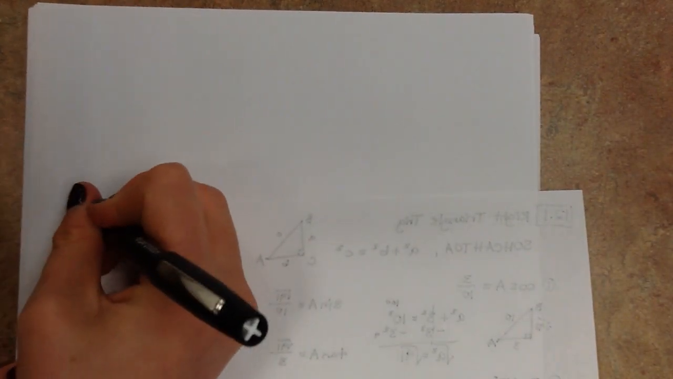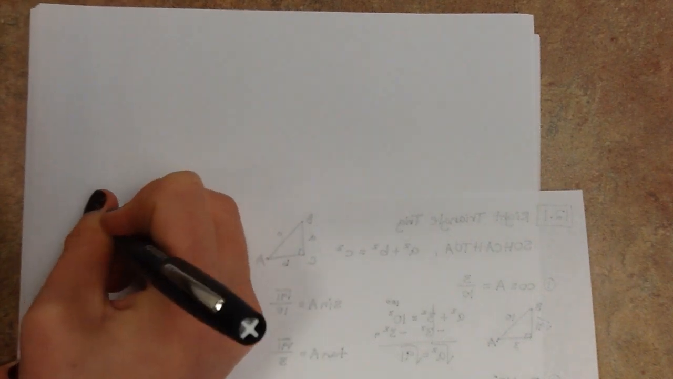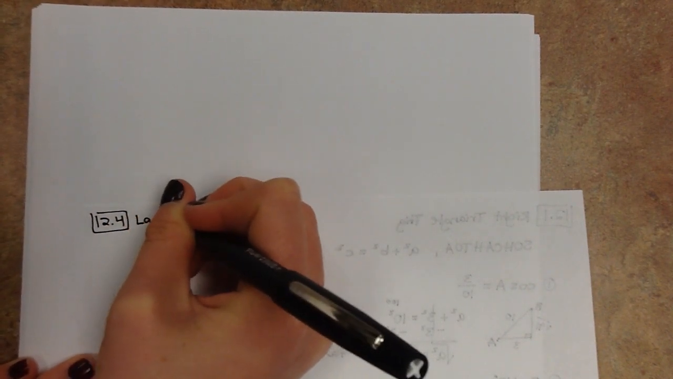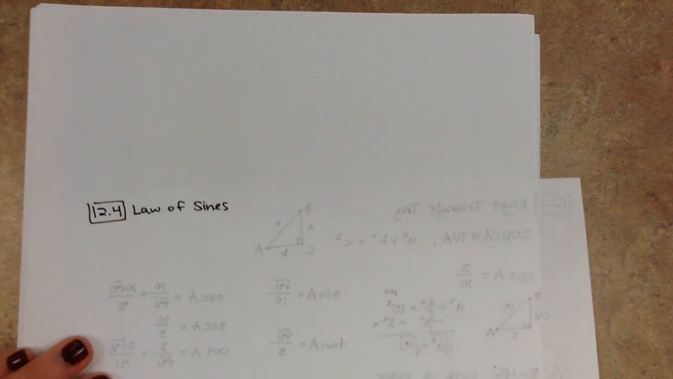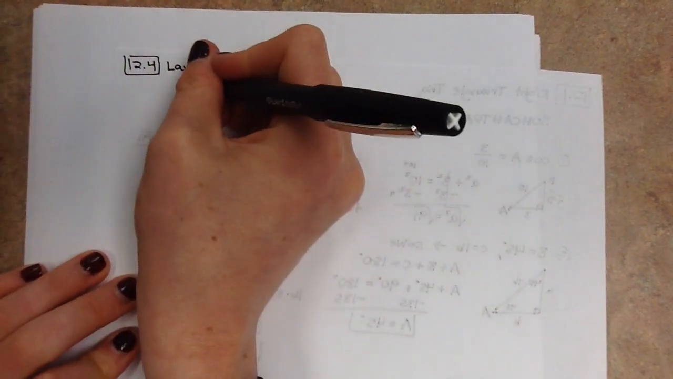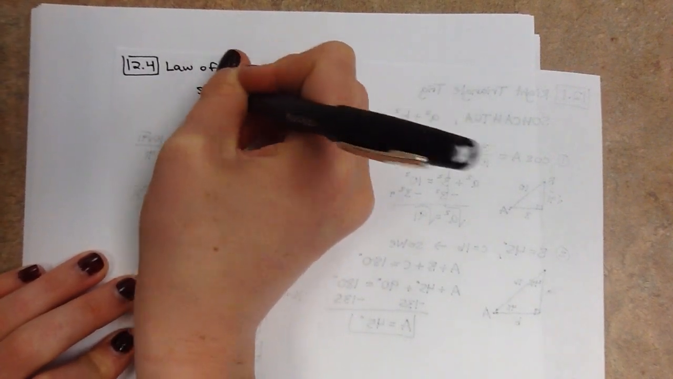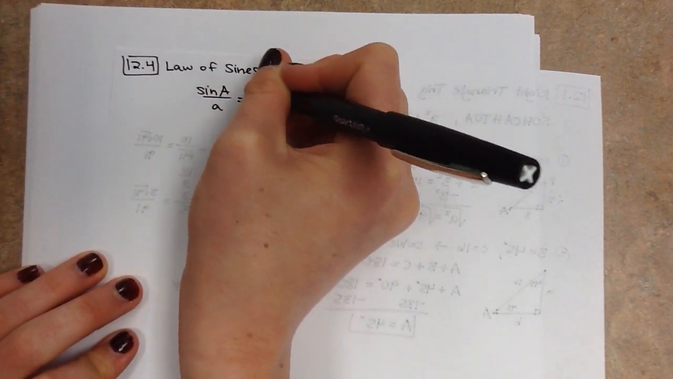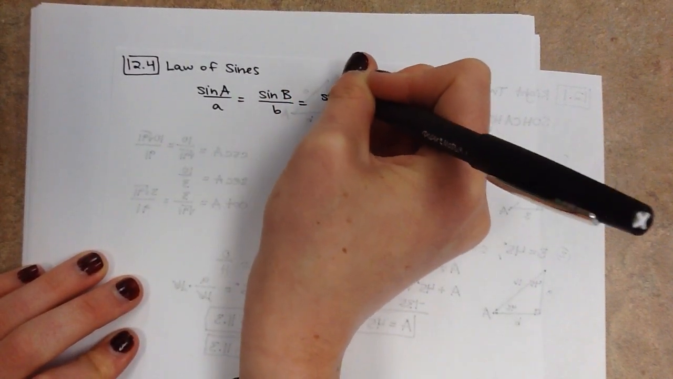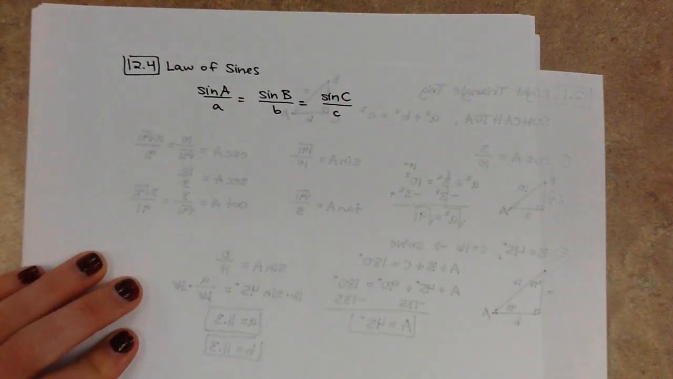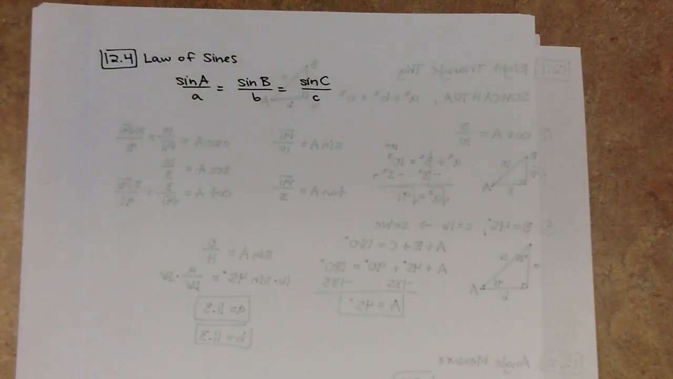12.4 was the law of sines. Law of sines is basically like 3 different equations kind of put together. Looks like this. Okay, so remember all those capital letters are angles, all the lowercase letters, excuse me, are sides. So I could give you a triangle. I could give you 3 values out of a triangle.